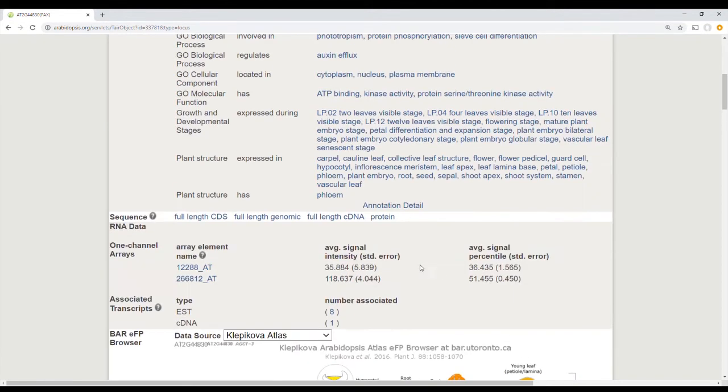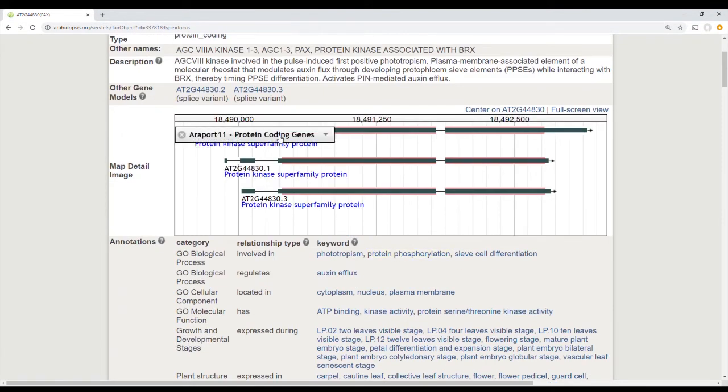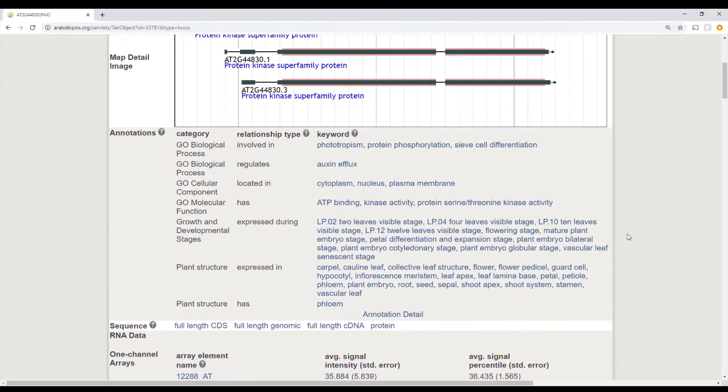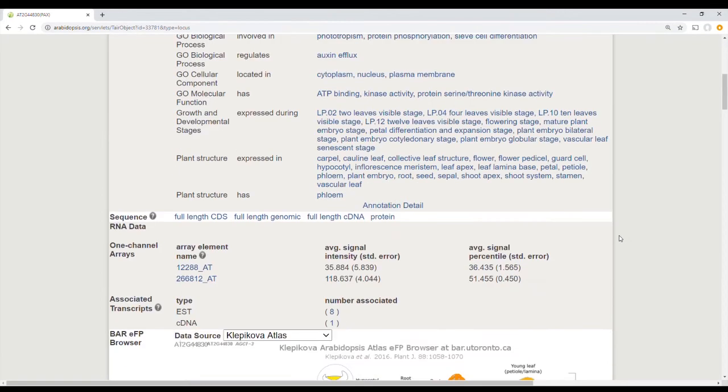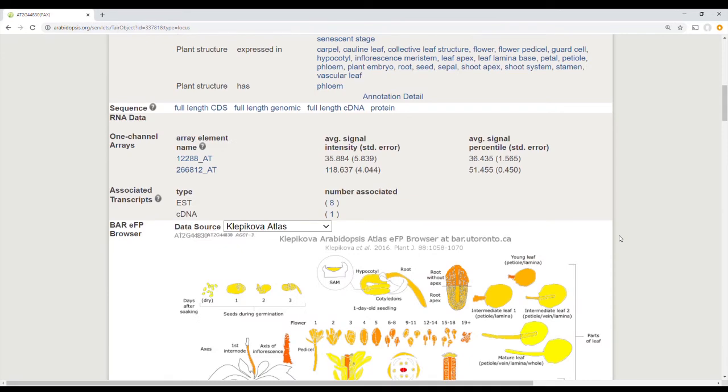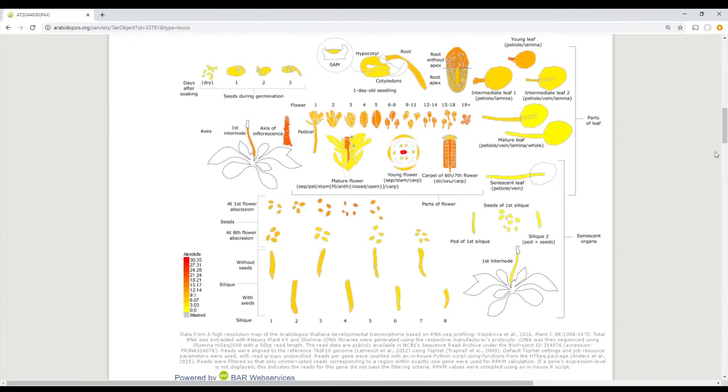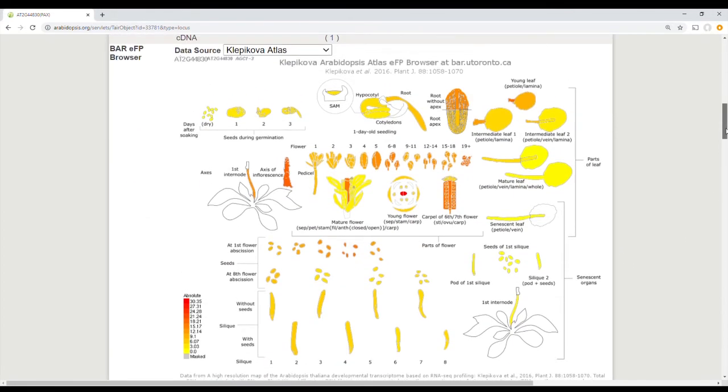Oh, there it loaded and scrolled. Okay, there we go. So here are those three different splice variations, or splice variants, of this protein. It's not particularly important that you're familiar with that, but what I really like about the TAIR resource is this BAR ePF browser, if you look in the lower left-hand corner.